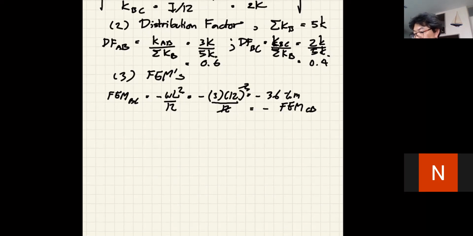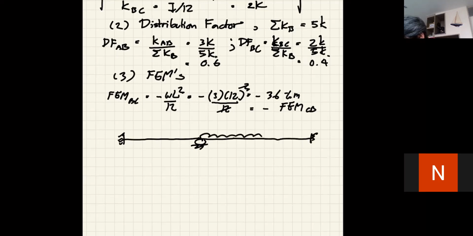So I am going to write my beam again. This time I hope that it's more beautiful. 8 and 12. Okay, so that's a joint. And 1, 2, 3, 4, 5, 6, 7, 8, 9, 10, 11, 12. So actually my beam looks like that.